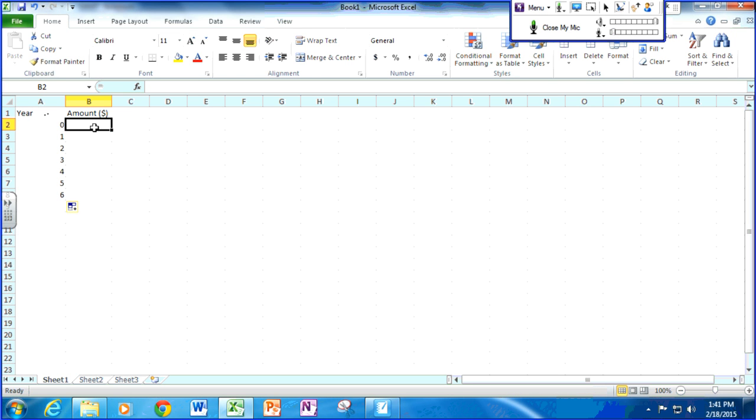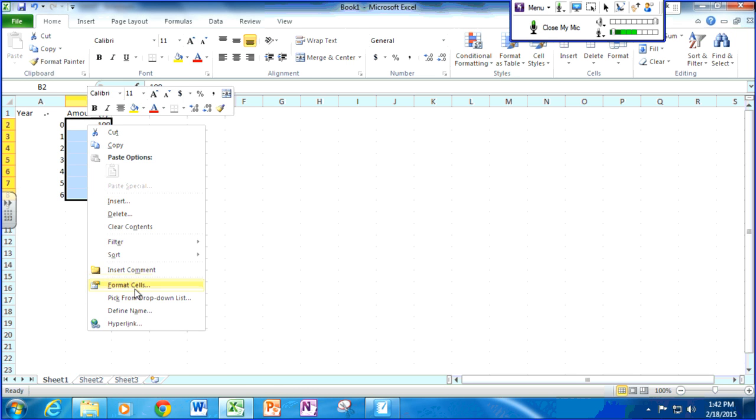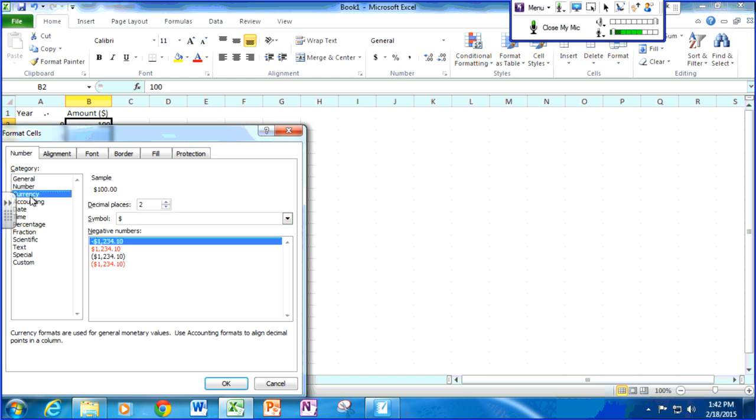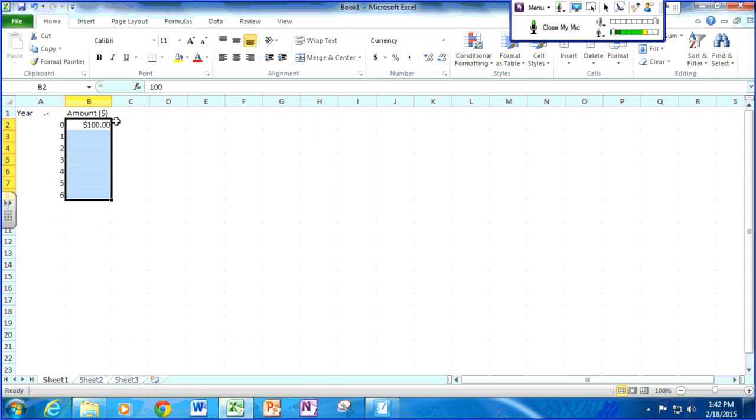So our original amount is $100. And what I'm going to do is select all these cells and do format cells. And we want number. Actually, we want currency. That's what we want. So I just clicked currency there, and I said OK. And notice it shows it as $100 now, right?